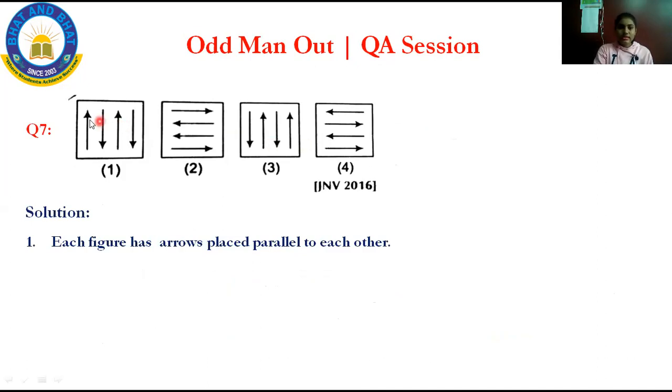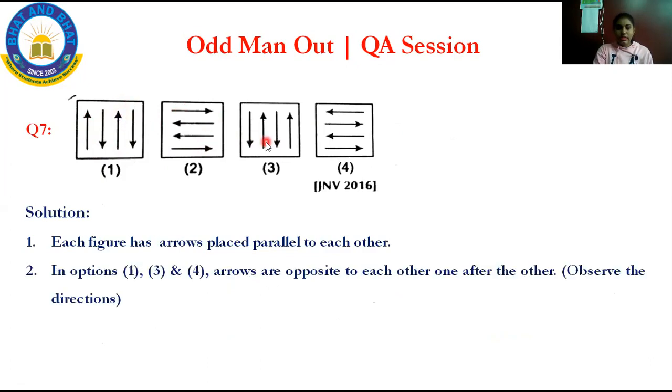Can you say this? In each of the four figures, the arrows are placed parallel to each other. See, they are placed parallel to each other. Now let us start analyzing it. See, option 1: one arrow is upward, another arrow is down. We call this parallel. One arrow is upward, downward, upward, downward.